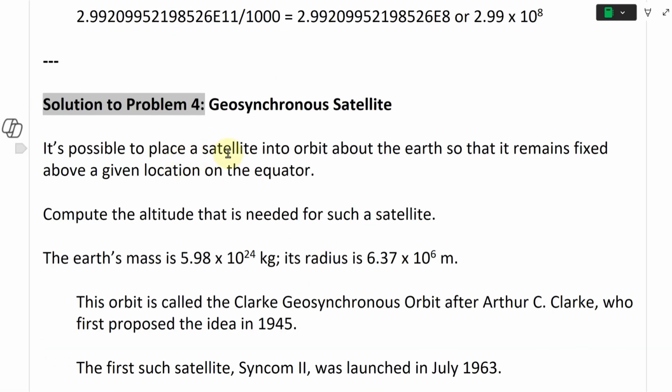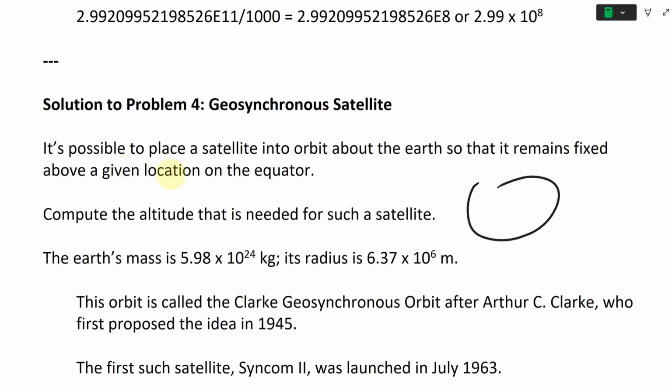So it's possible to place a satellite into orbit about the Earth so that it remains fixed above a given location on the equator. So in other words, if you have the Earth right here, and you have a satellite over here, there's the dish and so on, like that. And it's always going to be fixed with it. As this rotates, this is also moving about it. So you're always seeing it with a telescope, exactly the same location always. So it appears to be stationary.